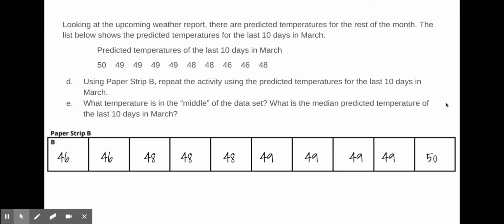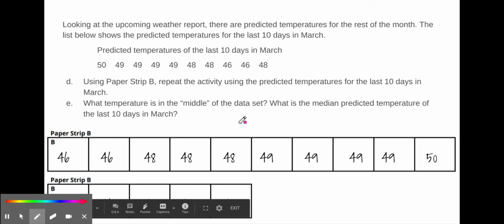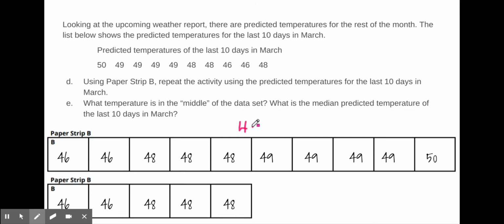And then I'm going to fold that paper strip in half in the same way. There we go. So this time the halfway point comes between the 48 and the 49 rather than being on a number as in the previous data set. So I need something exactly halfway between 48 and 49. So the middle of the data set now is not a number in the data set at all, but is 48 and a half.